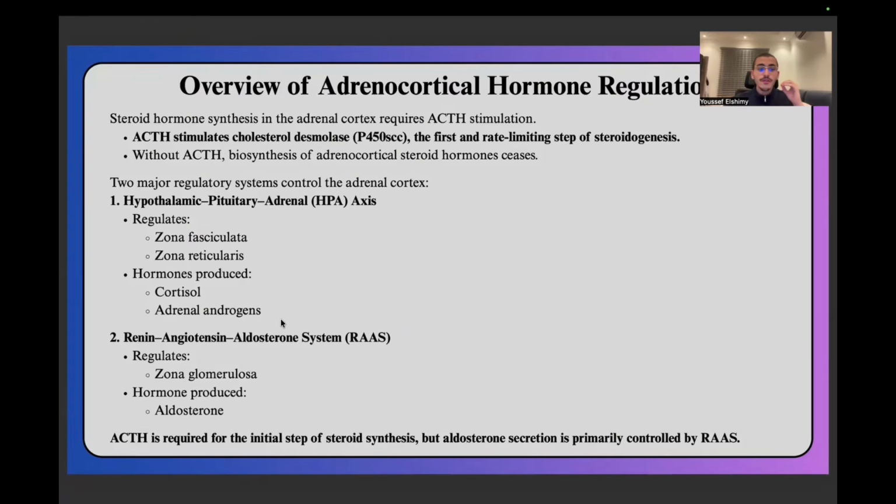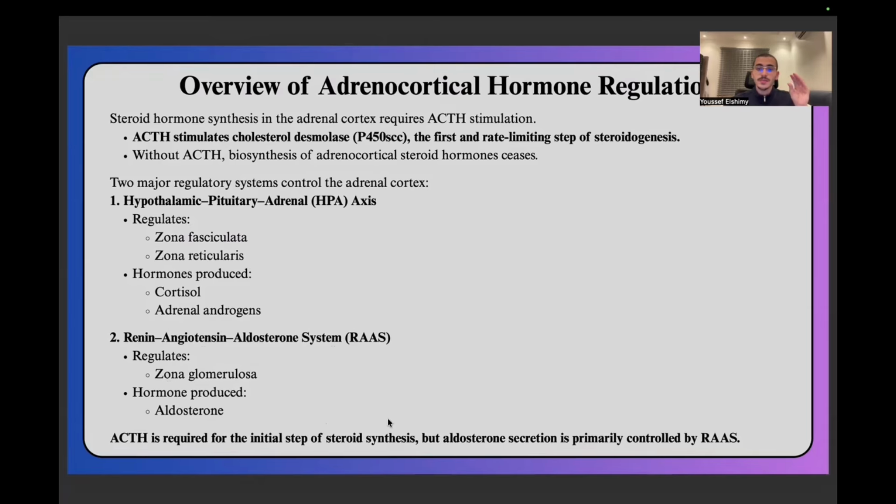Okay. For the renin-angiotensin-aldosterone system, angiotensin 2 acts on the zona glomerulosa to produce aldosterone. But one thing to note is that ACTH is required for the initial step of the steroid synthesis, but aldosterone secretion is primarily controlled by the RAS.